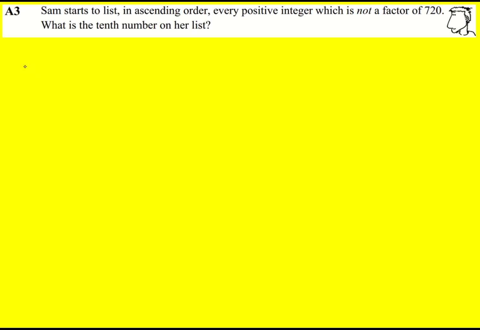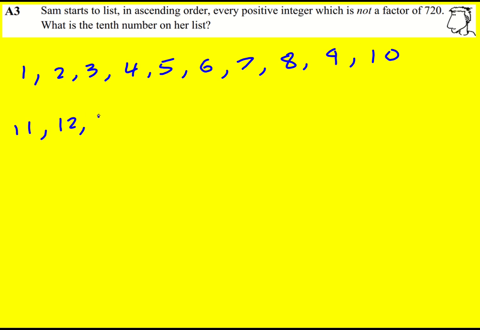I think we need to just write a list of all the numbers starting from 1. And then as we go along, circle any number that's not a factor of 720. Okay, I'll just write the first 20 numbers down. Right, and here it goes.